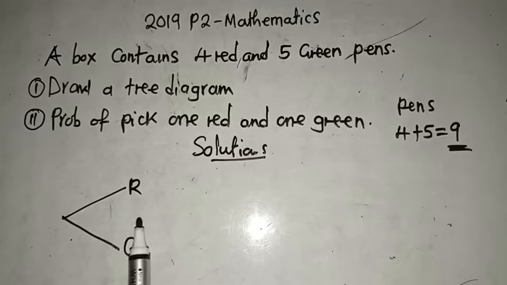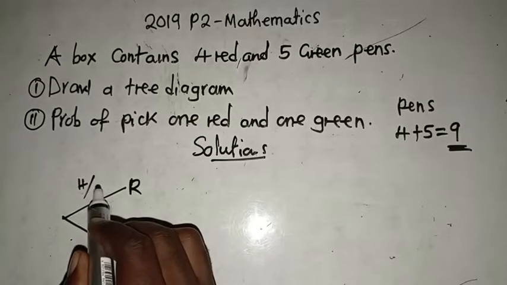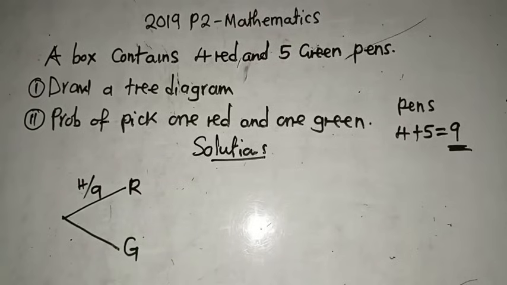So the first selection is where this is red. How many red pens are we having? 4. So I put 4 over the total number, which is 9. Then I go to green. I move to green. How many green pens am I having? I'm having 5. Total number 9, like that.